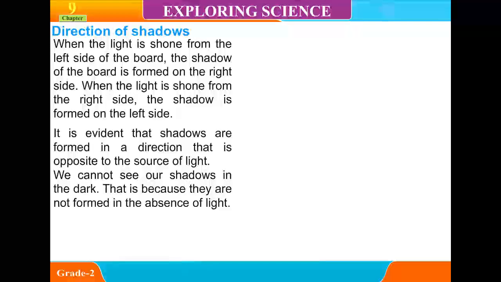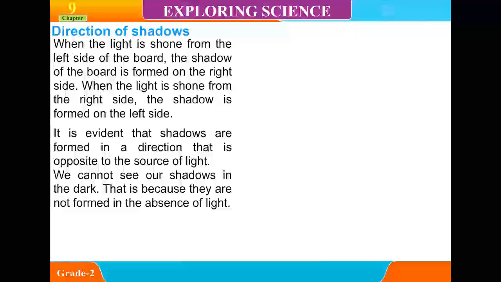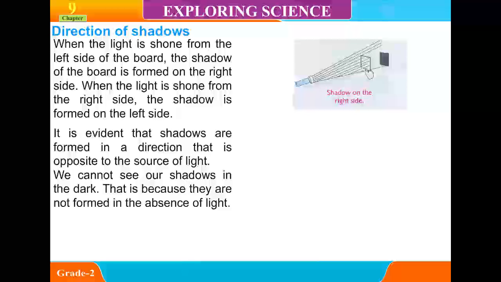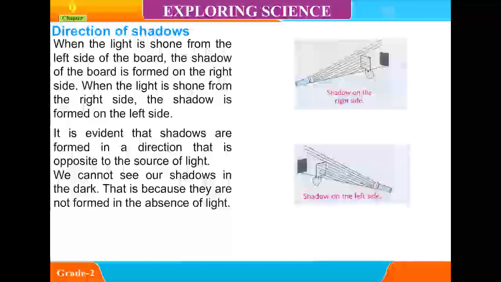We cannot see our shadows in the dark. That is because they are not formed in the absence of light. Shadow on the right side. Shadow on the left side.